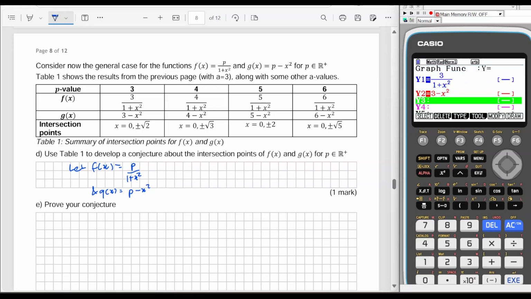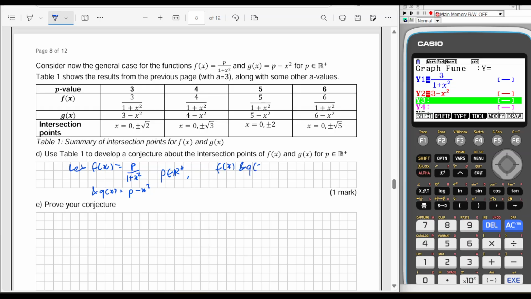So for p in R plus, f of x and g of x intersect at x equals 0, √p, and minus √p. So those 3 points. You can see when it's 6, we get √5. When it's 5, we get √4, which is 2. When it's 4, we get √3. And we can prove that conjecture.